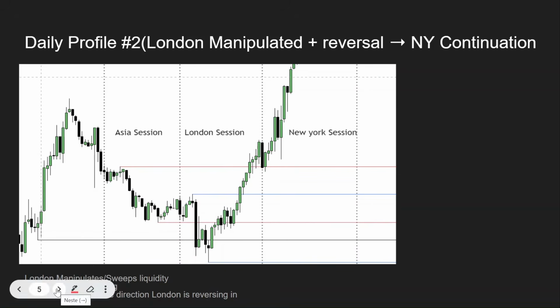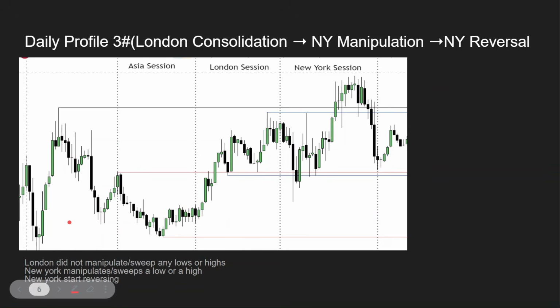Then we have this last daily profile, number 3, London consolidation. Consolidation just means we didn't really take out any low or high. As we can see, we are inside of London session here. These are the Asia high and Asia low. We didn't sweep any sort of liquidity. We took out this Asia high, but we didn't sweep it, because you can see that we continue to stay over it. It's not a liquidity sweep.